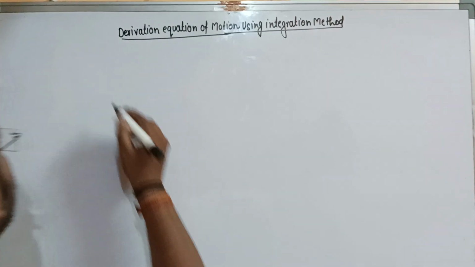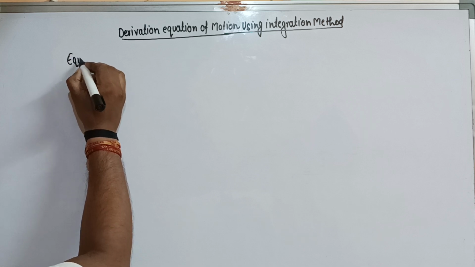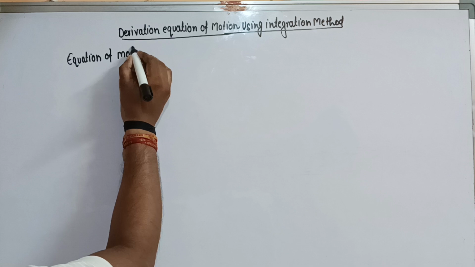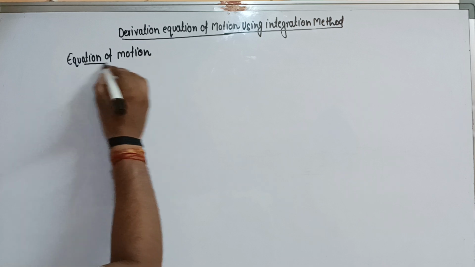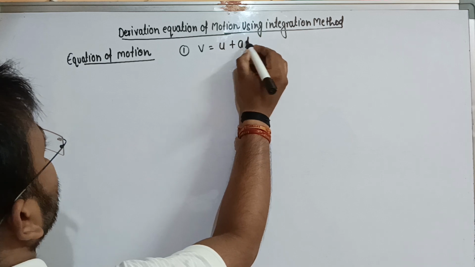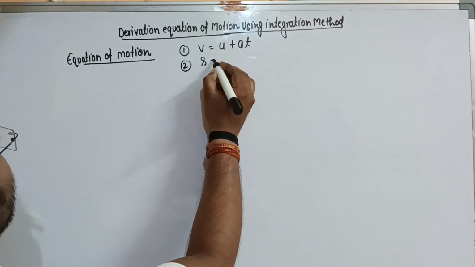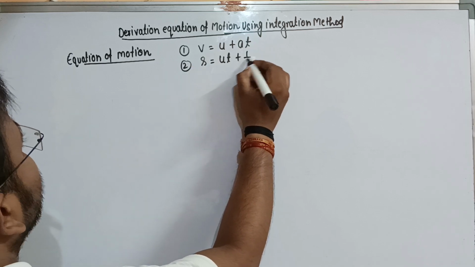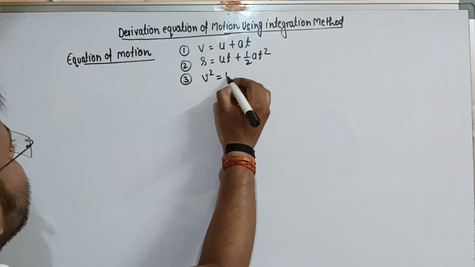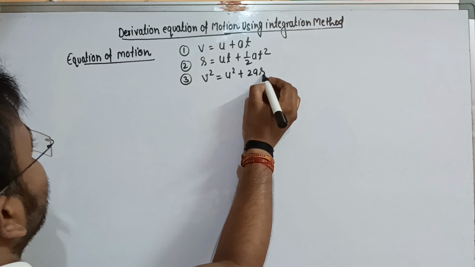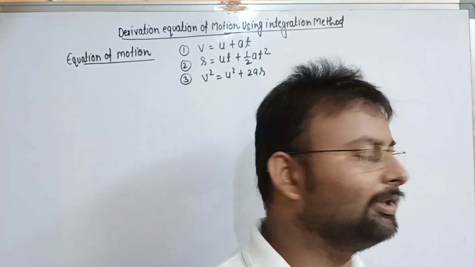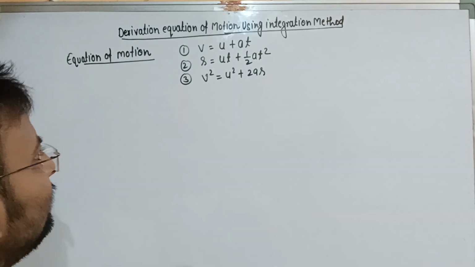First equation of motion: v is equal to u plus at. Second equation of motion: s is equal to ut plus half at square. And third equation of motion: v square is equal to u square plus 2as. These three equations of motion I discuss by the integration method.